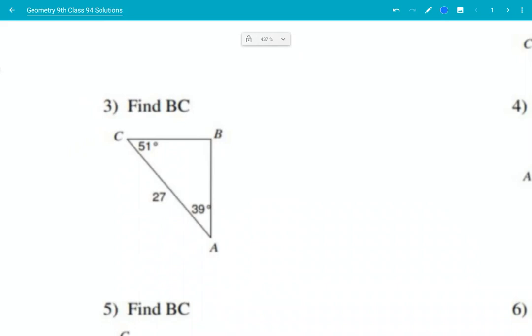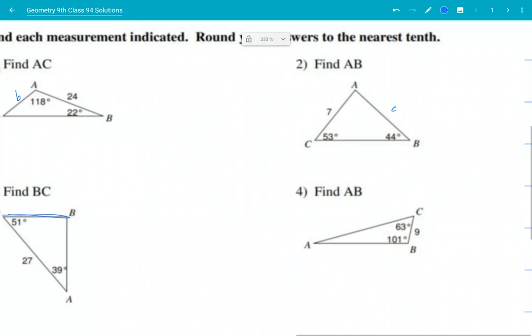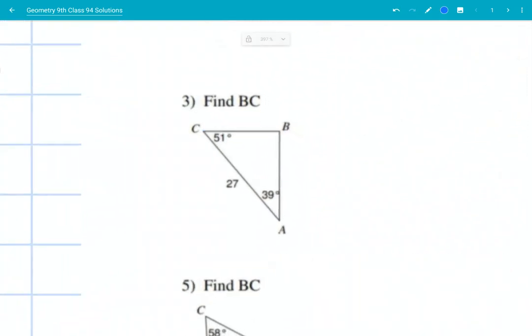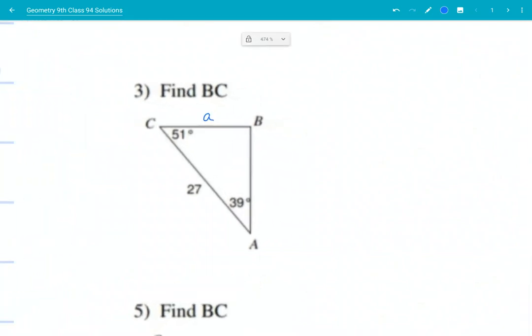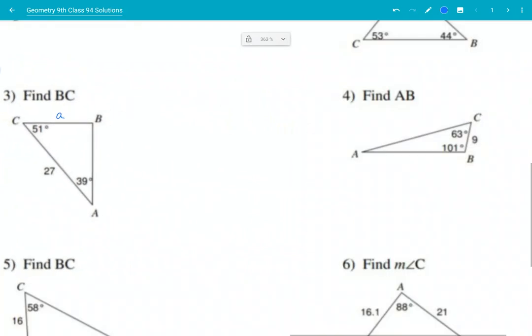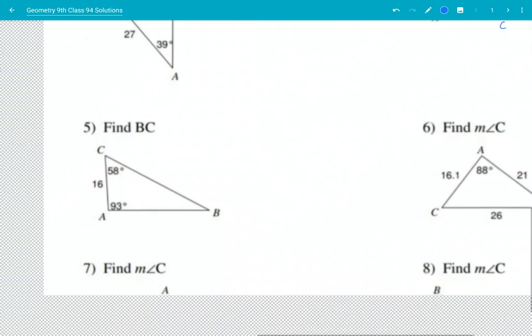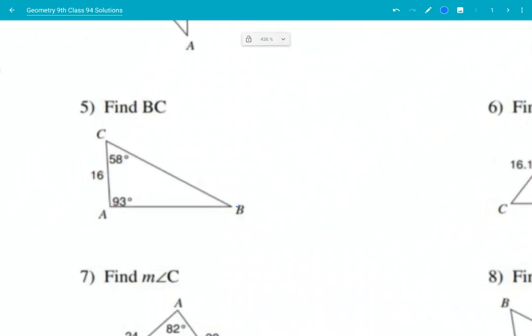We need to find BC. Let me check one thing on number 2. AB, yeah. Now we need to find BC, so that's like saying little a. If you want to call it BC and not say little a, that's no problem. All right, AB is the same as saying little c. Number 5, you find BC, so that's like saying little a.